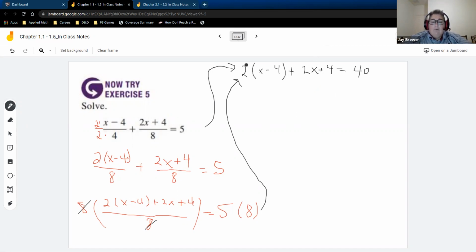Okay, so what we're going to do here is we're going to distribute. Okay, so we'll get 2x, and then 2 times the negative 4 is a negative 8, plus 2x plus 4 equals 40. So again, we're going to combine our like terms.